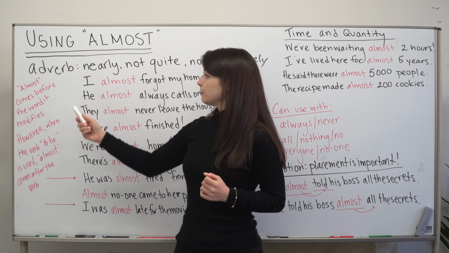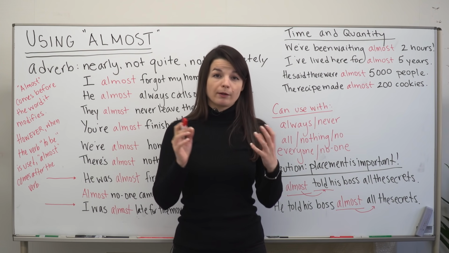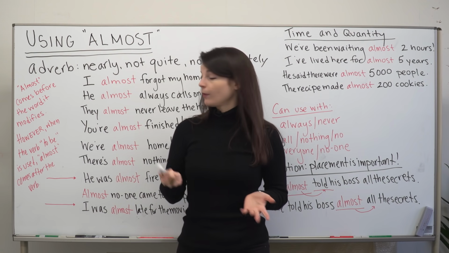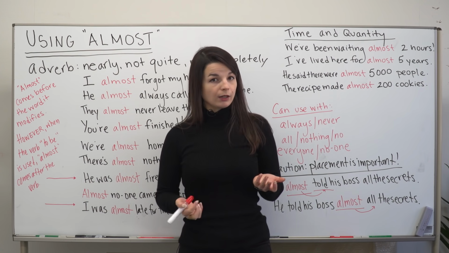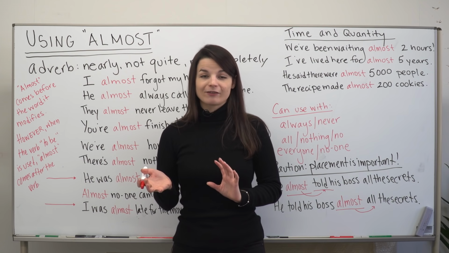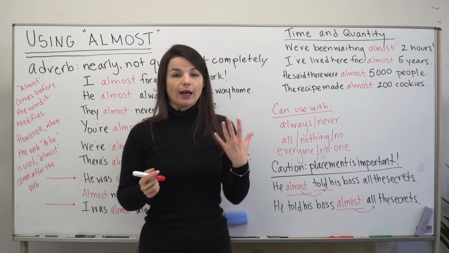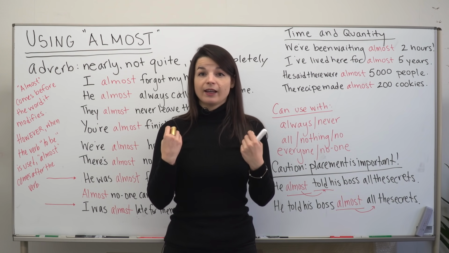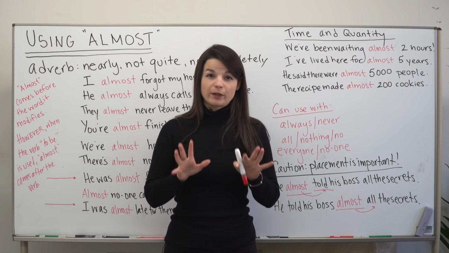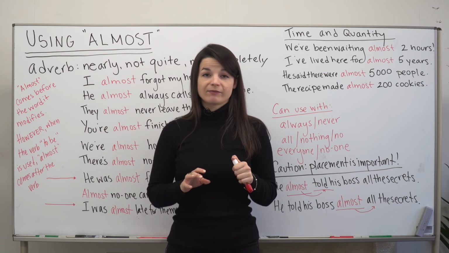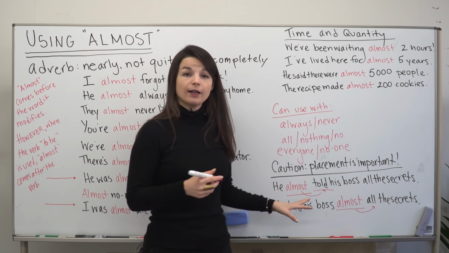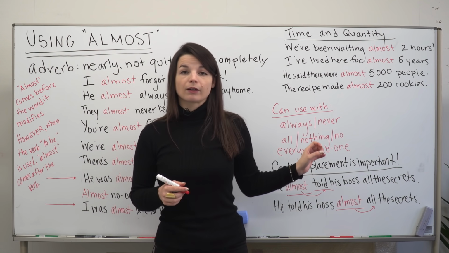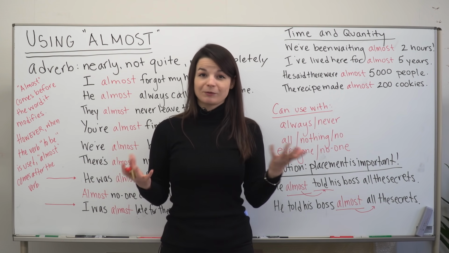So remember this point here. Almost should come before the word it modifies. So when you're writing and when you're speaking, you should think carefully about this. Also remember, when you're using the verb to be, almost should come after that verb. Finally, when you're speaking, as I am right now, we do have the ability to use our voices. We can emphasize key words. We can stress them with our voices to make it clear which word we want to emphasize. However, we can't really do that in writing. So it's really important to think about where we place the word almost when we're writing.